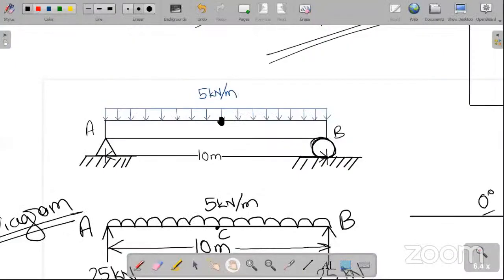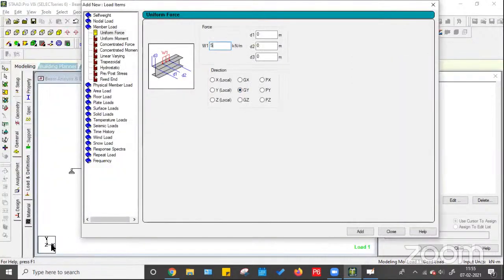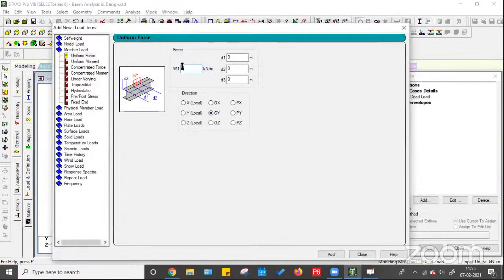If you are asking whether it is 5 or minus 5, you need to see this direction. Direction says GY. GY means global Y direction. So where is the global Y direction? Just look at these coordinates. Global Y direction is upward, but your load will be downward. So that means it has to be negative, minus 5.